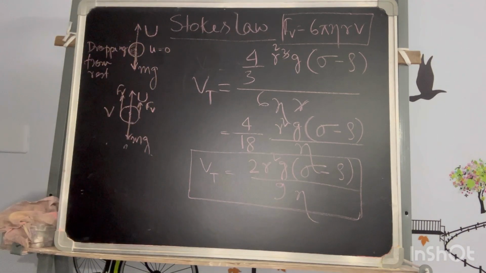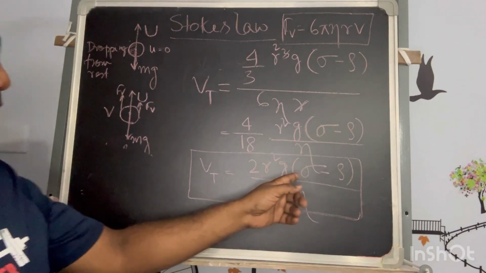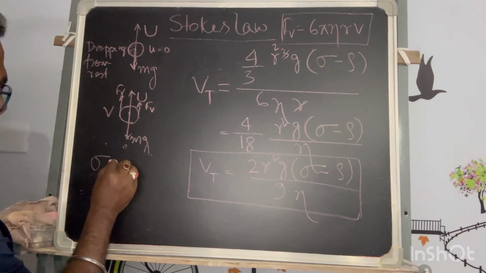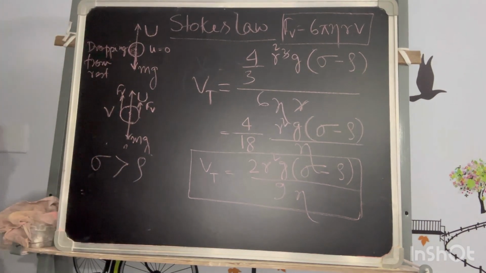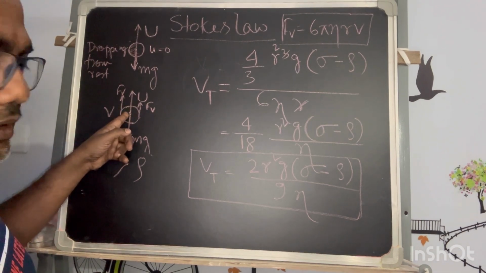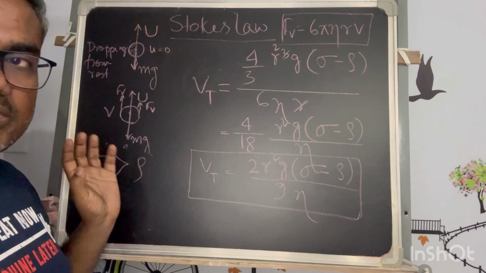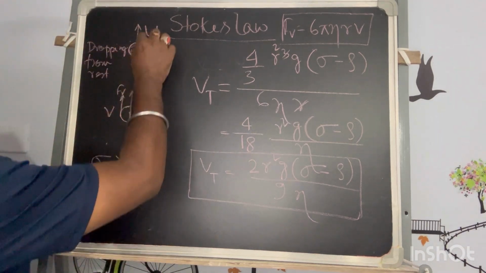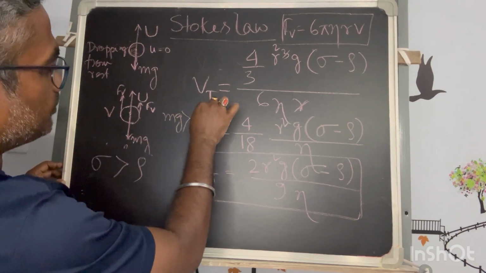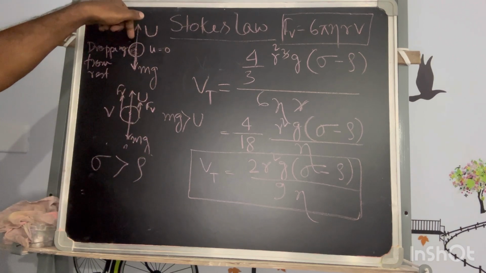So this will be the ultimate terminal velocity when the motion is downward through the fluid, and this is the velocity downward. This is because we have assumed sigma is more than rho. That means the density of the solid is more than the density of the media through which it is moving. So I am saying it is moving downward because we are already assuming upthrust is less than the weight. That's why the motion starts downward.